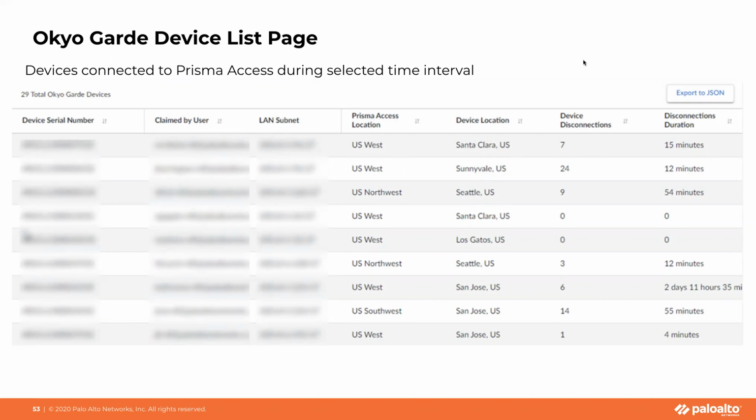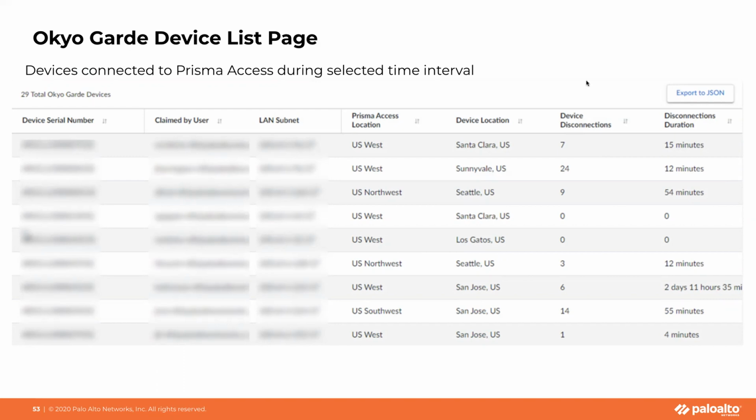So you might have the time selector set to a week's worth of information. When you see 7 disconnections, that means that's how many times Okyo Garde has been disconnected from Prisma Access in these 7 days, and what did that aggregate time amount to? In this case, 15 minutes of disruption within that 1 week time interval.